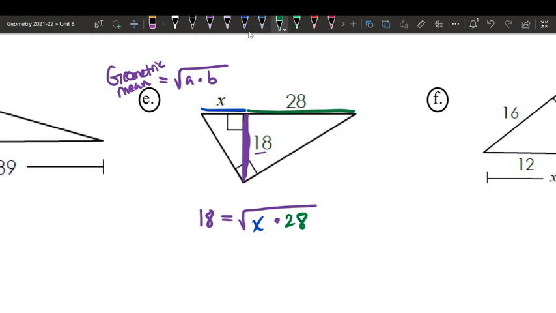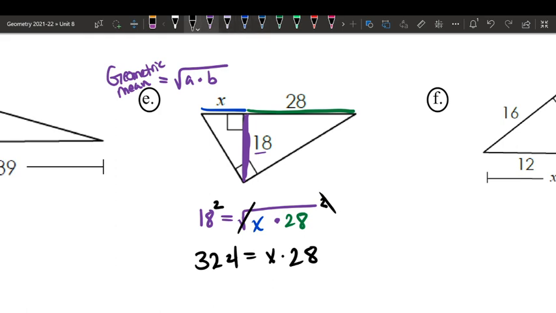Alright, so I need to solve. This one involves solving. I'm going to need to solve for x. So to get rid of a square root, or a radical, you're going to square it. That's the inverse operation of square root, is to square it. So if I square a square root, they cancel each other out. And if I do it to one side, I have to do it to the other side as well. So I'm going to have 18 squared is 324. So now I have 324 equals x times 28, because I canceled out the radical.